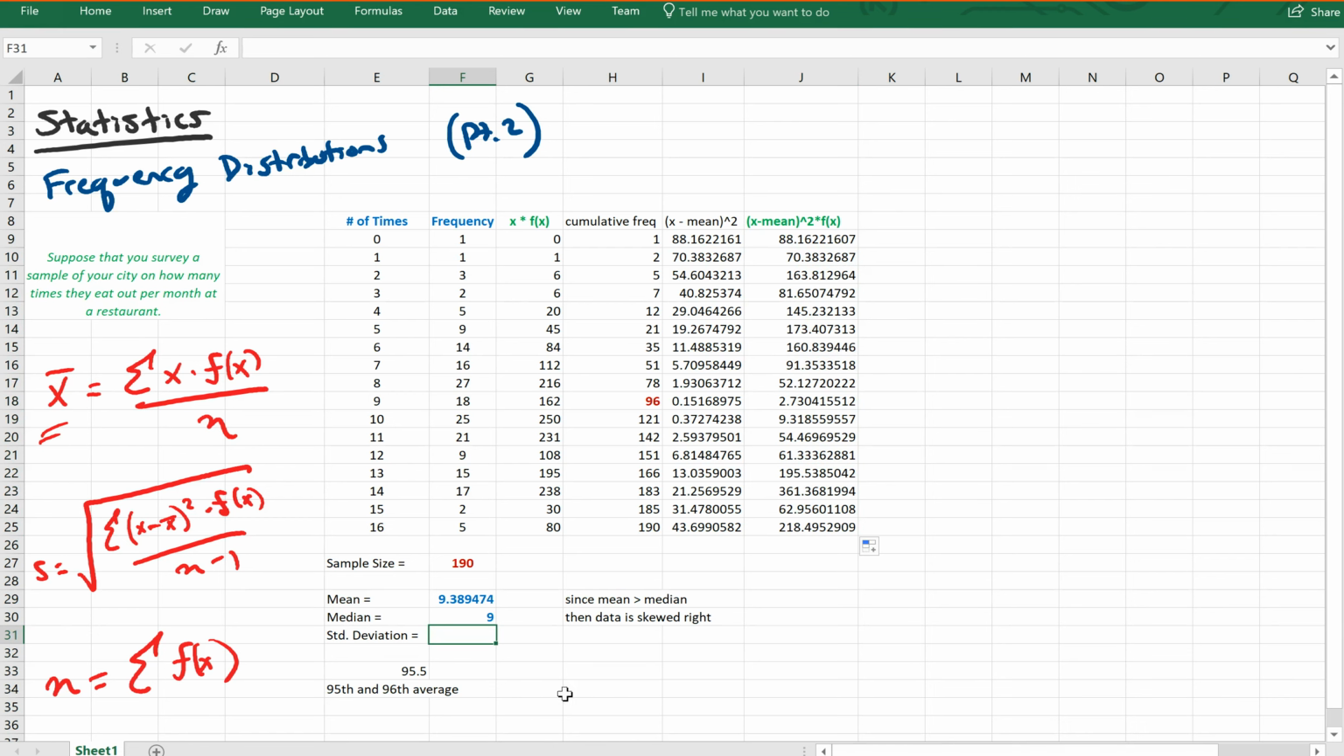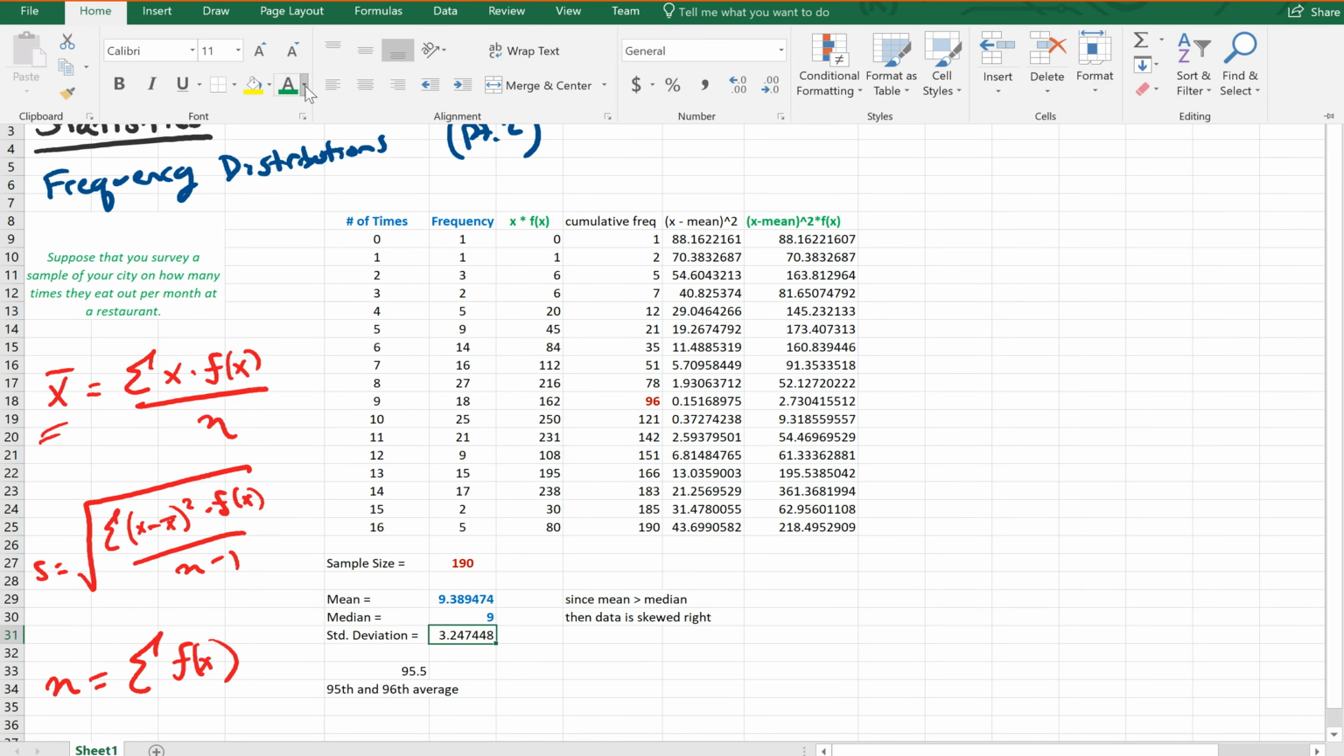So what is the standard deviation equal to? Well, the standard deviation is just going to be the square root of the sum of these products divided by the sample size minus 1. And make sure you have the parentheses in all of the correct locations. So we have 3.24748.